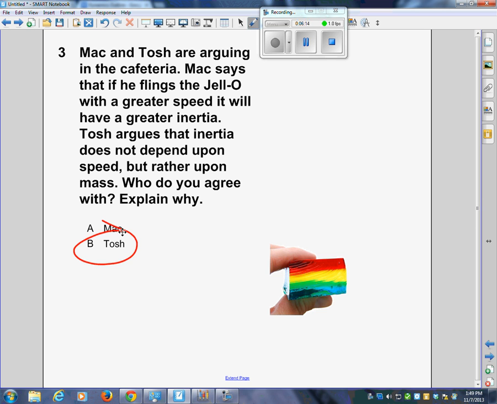Tosh says that inertia does not depend upon speed, but rather upon mass. What you're thinking about is momentum, which depends upon speed. Inertia is simply how much stuff there is. Full filing cabinet, lots of inertia, right? Tiny little remote control, not so much inertia. Could both of them go at the same speed? Yes. Which one would have more momentum if they were going at the same speed? Filing cabinet, a lot bigger mass.